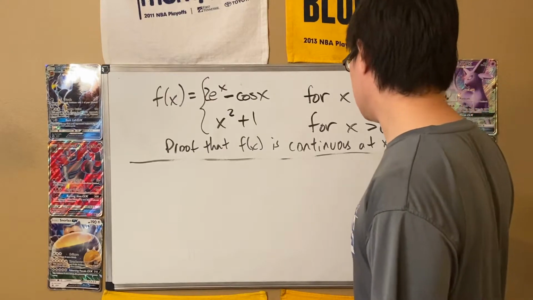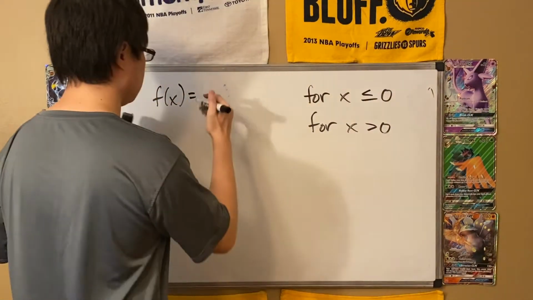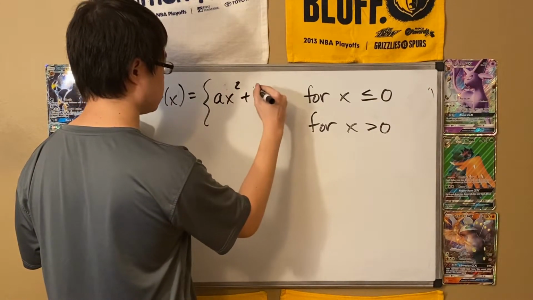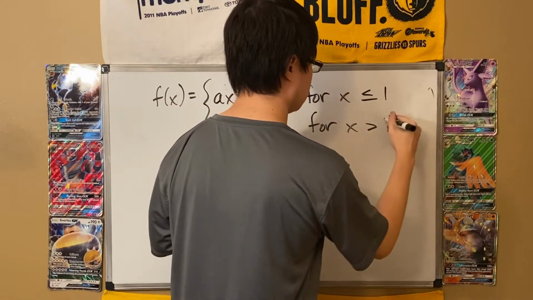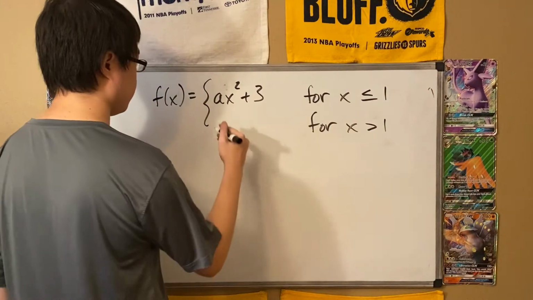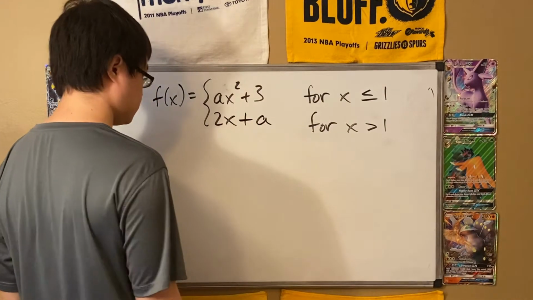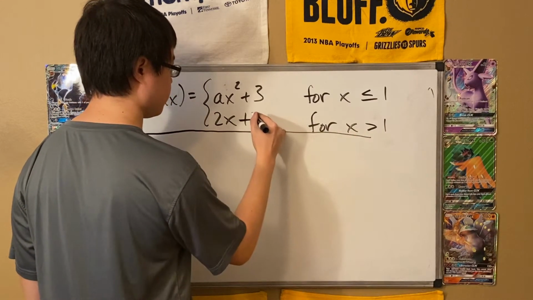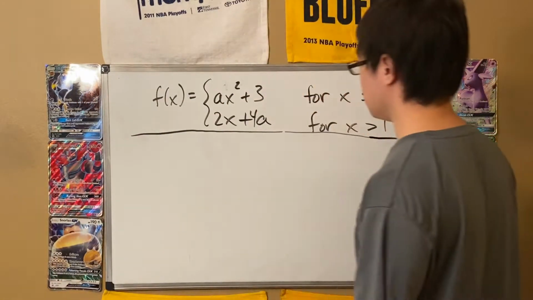So let's take this right here. And we're going to deal with, let's say, ax squared plus 3. We're going to use the simple number 1. And then we're going to have 2x plus a. So this is going to be my thing. Let's say 4a actually. So I think that will work.